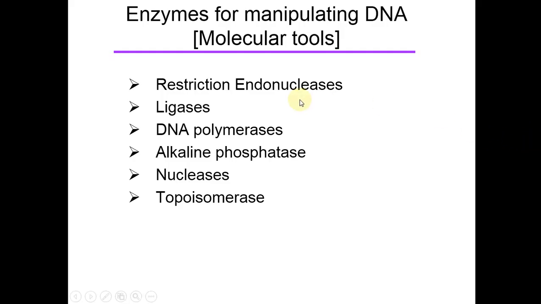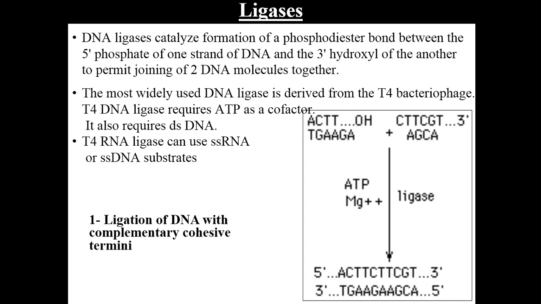The next topic is enzymes for manipulating DNA, or molecular tools used in recombinant DNA technology. First is the restriction endonuclease. This we have already discussed. Then ligases, DNA polymerases, alkaline phosphatases, nucleases, and topoisomerases. Now we'll discuss one by one.